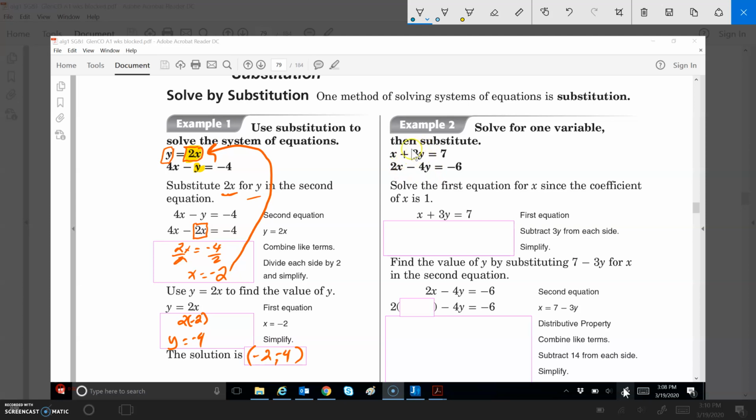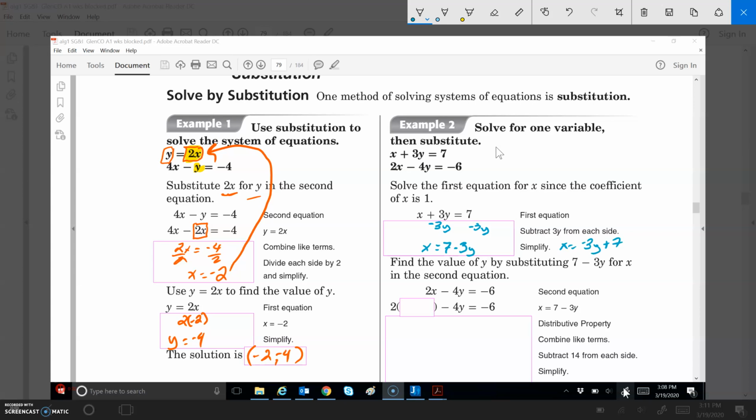So it's going to be way easier to solve for this x right here, because I only have to do one step. I need to move this 3y over. So let's move it over by subtracting, because the opposite of add is subtract. Alright, so I got x equals 7 minus 3y. Now this is the same as if I said x equals negative 3y plus 7. Those mean the same thing, okay?